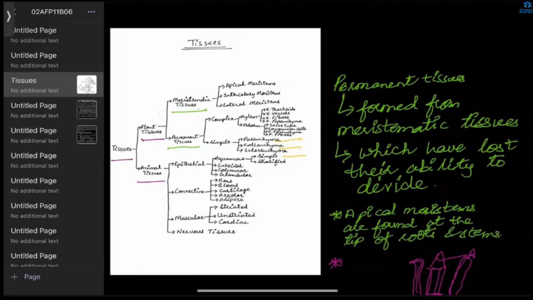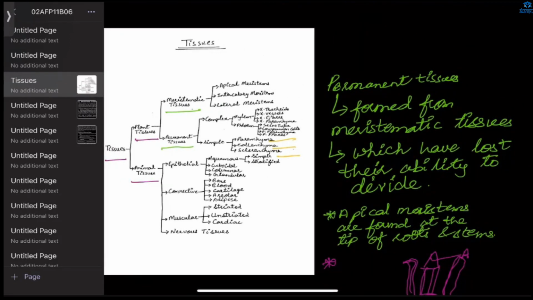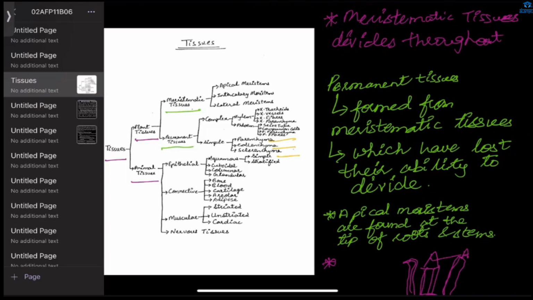What is meristematic tissue? Meristematic cells help in the growth of the plant. What is permanent tissue? Permanent tissues are the ones that have lost the ability to divide. How many types of meristematic tissue? Three: apical, intercalary, and lateral. What are the types of permanent tissue? Permanent tissues are complex and simple.